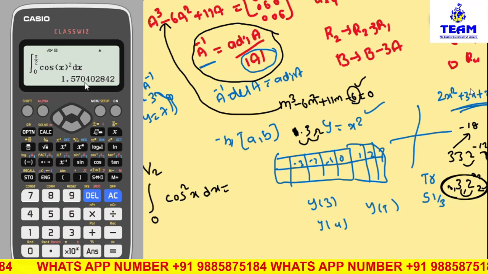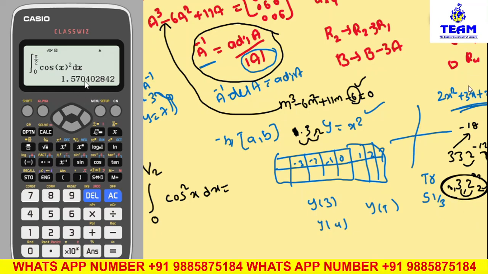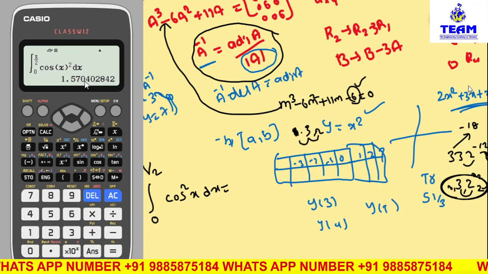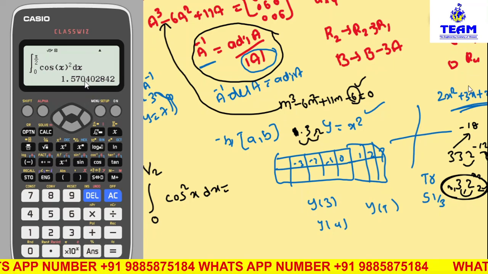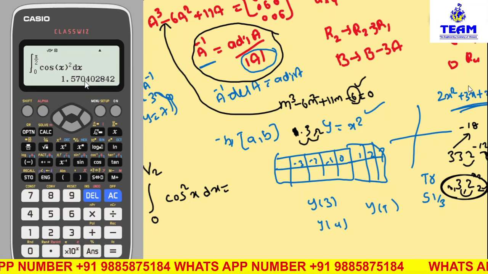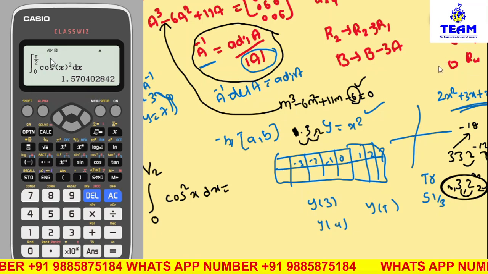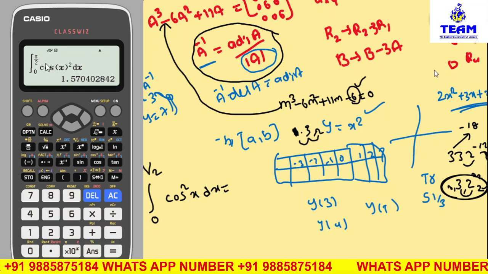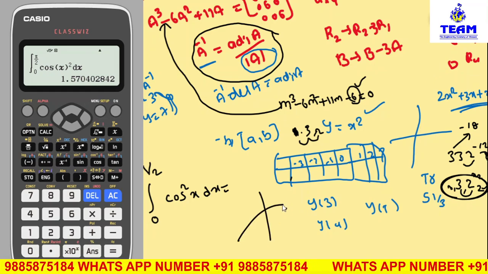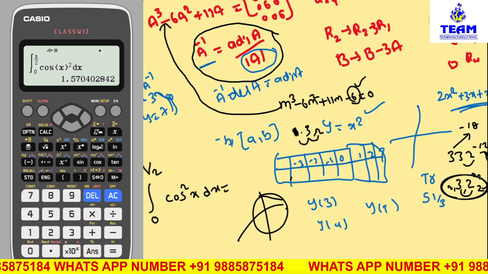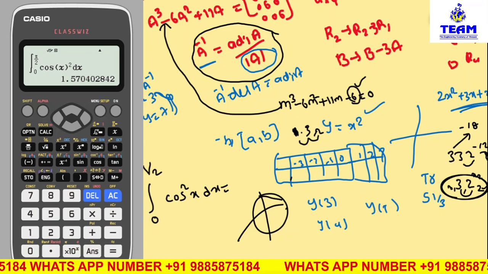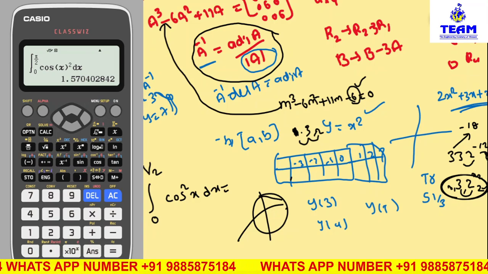What do you have? 1.57. We may feel it is wrong, yes, but it is correct only. Why is it showing like this? See here what you have, d. It is also important, friends, d is nothing but degrees, so we have to convert into radians. Actually, 0 to pi by 2 means the quadrants will be in radians only. Now we are taking 360 degrees, we can write in pi, radians we have to convert here.